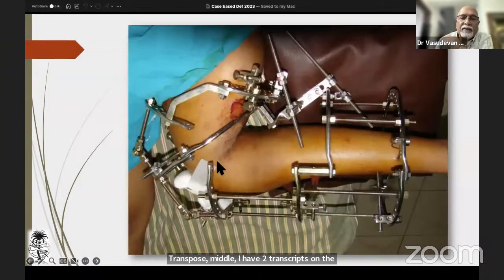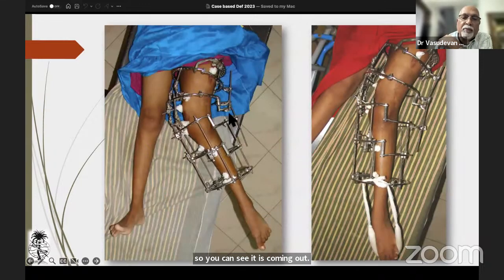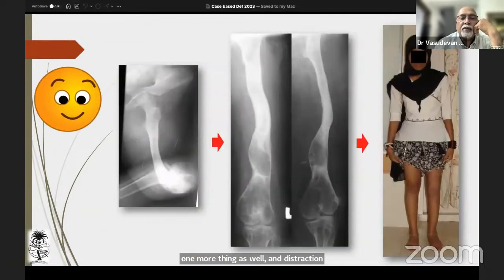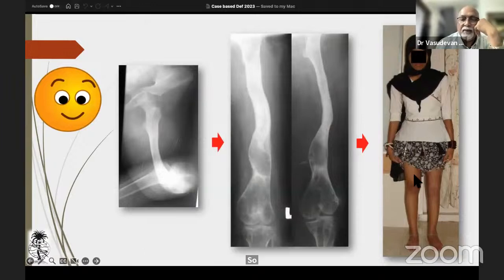And as for the frame, you can see these are all half rings. This is one distractor there. This is the other distractor. As it comes out, I have added all the other half rings in between. So you can see it is coming out. I've added more rings. Still more coming. You can see one more ring has been added. And distraction continues. And it becomes straight. So from there to here, and that is the result.